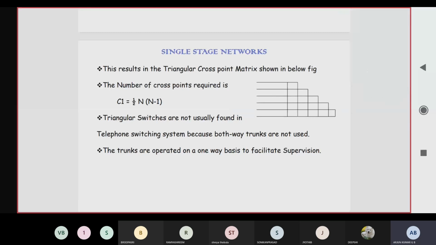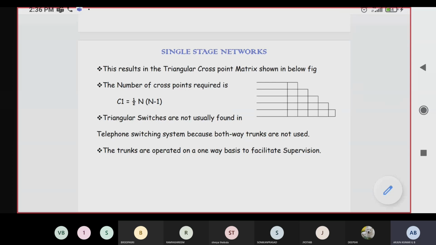Earlier, C1 is equal to n square. For 10 inputs, how many will we get? 100 switches. Now it will be reduced to half. Suppose 10 outlets, and consider 10 minus 1, 9. 9 into 10 is 90, divided by 2, we get 45 cross points for 10 outlets.